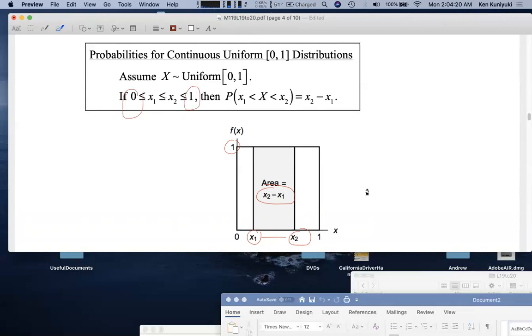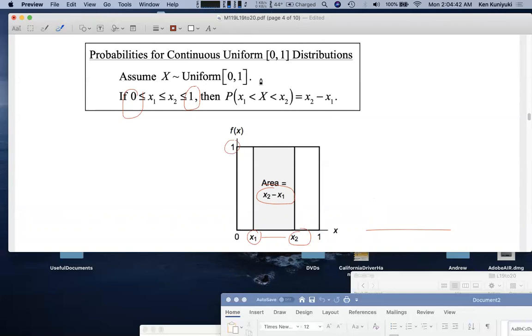The probability you get something between 30 and 50, say, is going to be 0. There's nothing out here, really. So the probability that x takes on a value between, for example, 0.2 and 0.7, is going to be 0.7 minus 0.2, or 0.5.